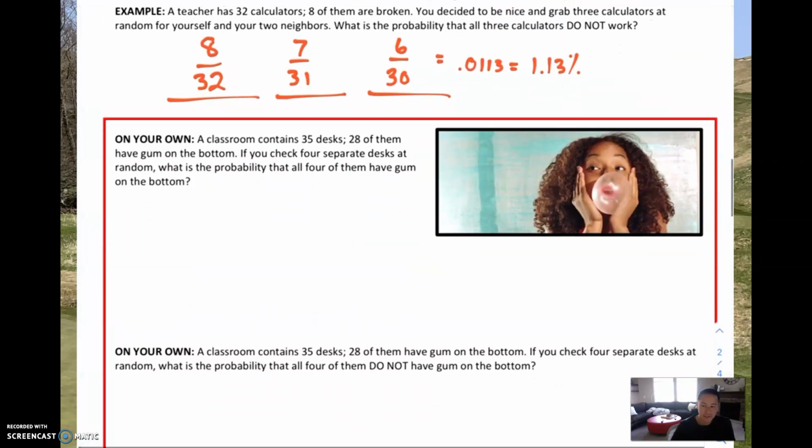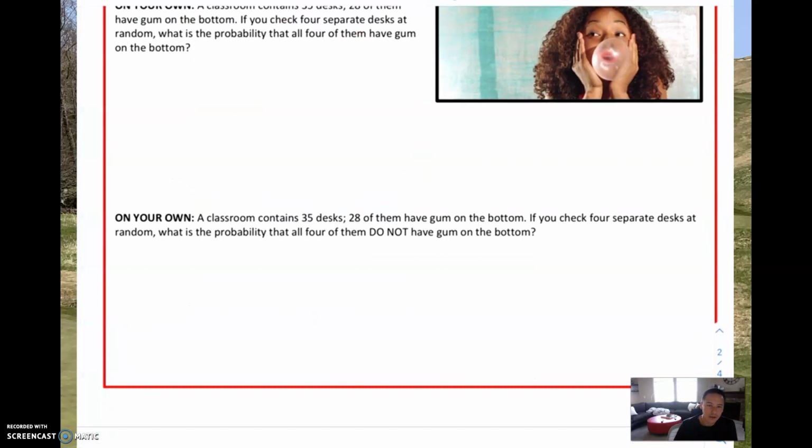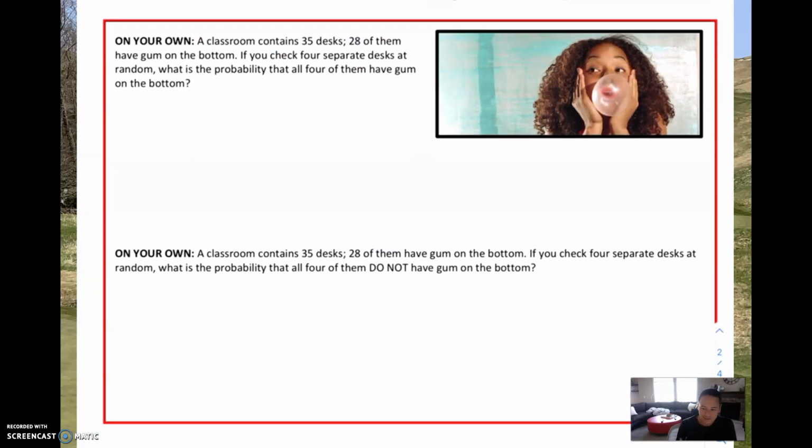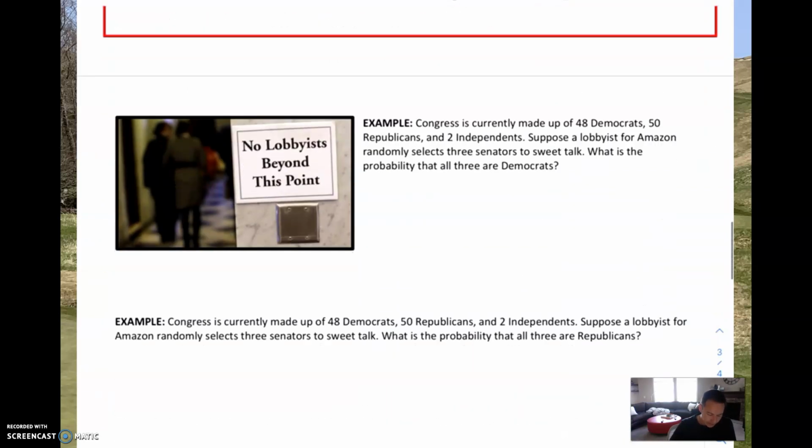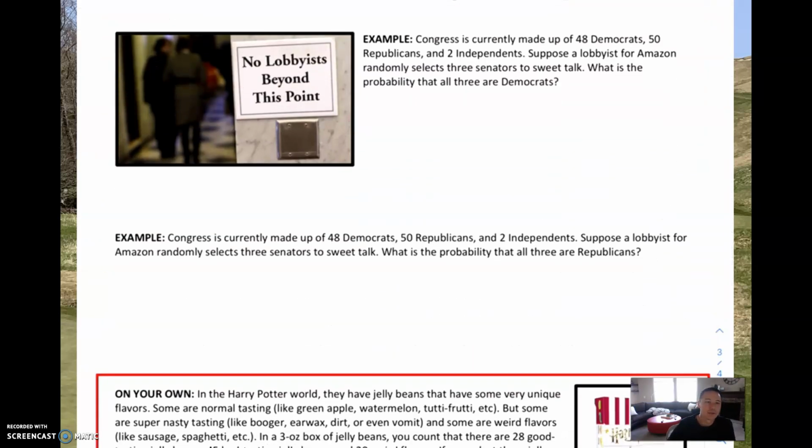Go ahead, pause the video, try the next 2 on your own. Hopefully, these numbers aren't true, but they probably kind of are. When you're looking at desks in classrooms, a lot of times kids stick their gum in there. Yuck. So go ahead and finish that one, and then we'll move on and do one more example together. So come on back. See you soon.